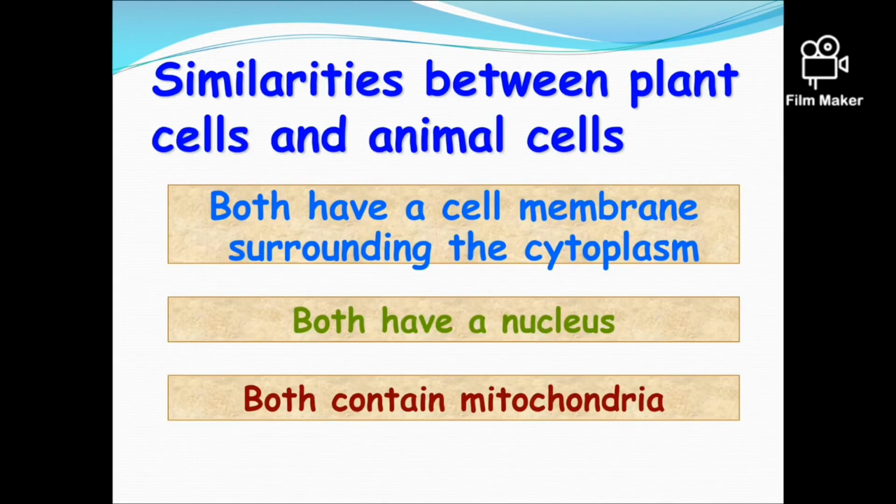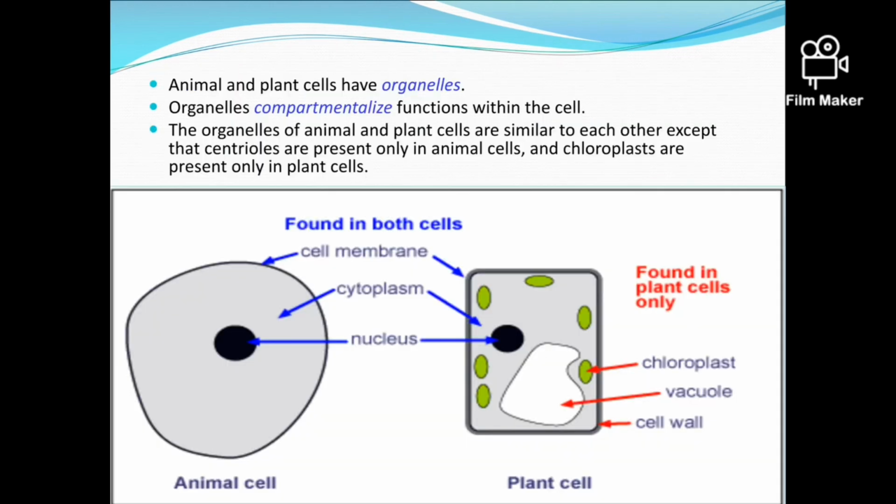Similarities between plant cells and animal cells. 1. They both have a cell membrane surrounding the cytoplasm. 2. They both have a nucleus. And 3. They both also contain mitochondria. Animal and plant cells have organelles. Organelles compartmentalize functions within the cell. The organelles of animal and plant cells are similar to each other except that centrioles are present only in animal cells and chloroplasts are present only in plant cells.